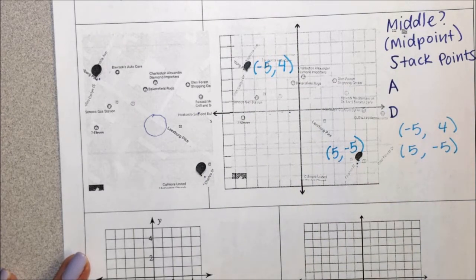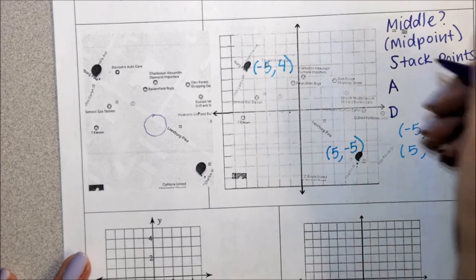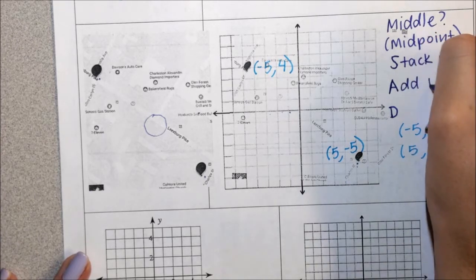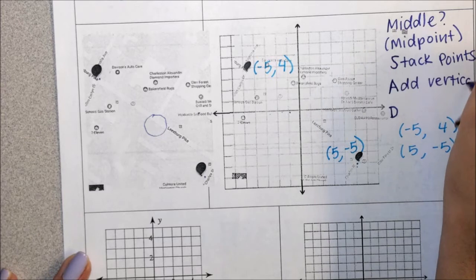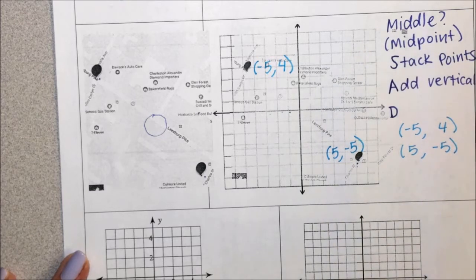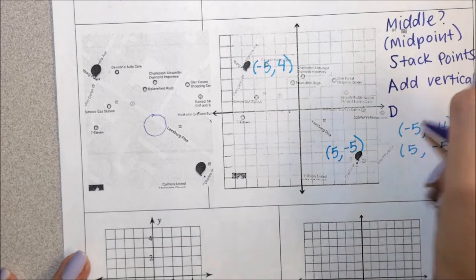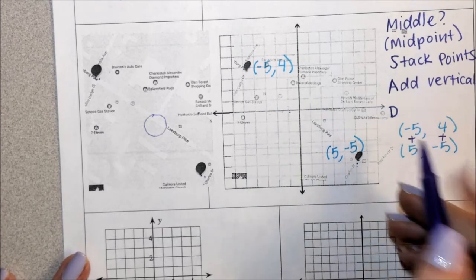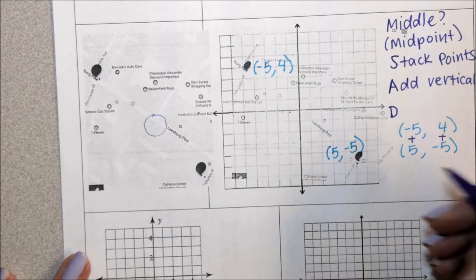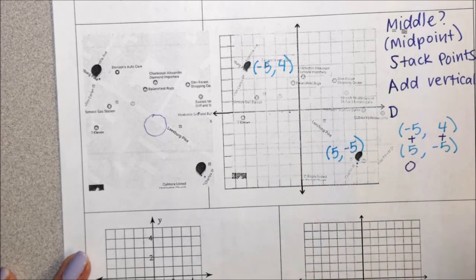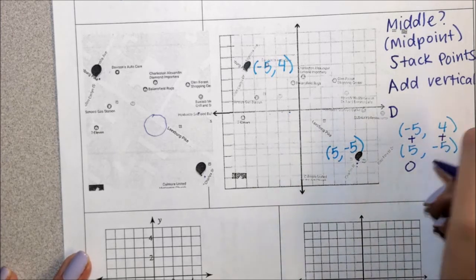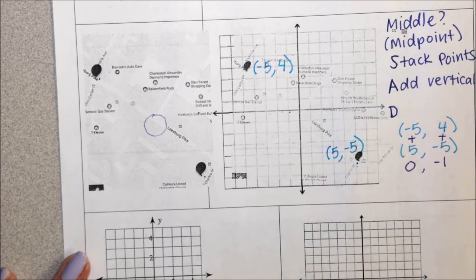Now that I've stacked those points, I need to add vertically. So we want to add vertically, which means down. So I'm going to put a little plus in the middle here. -5 plus 5 gives me 0. And 4 plus -5 gives me -1.